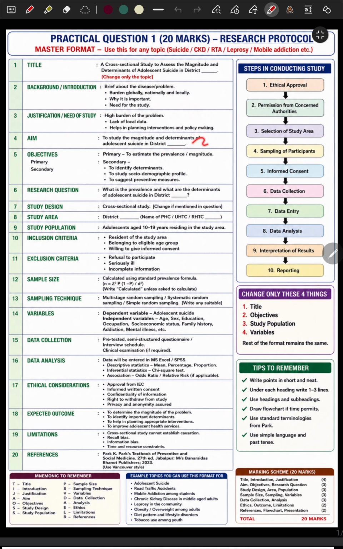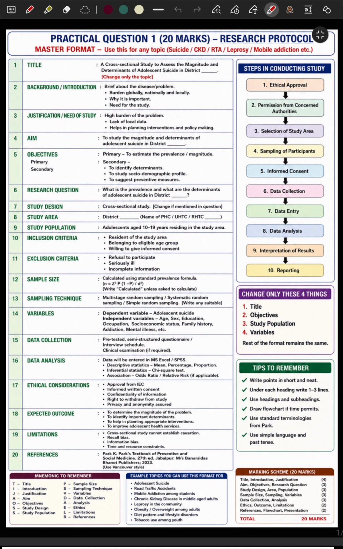Aim: to study the magnitude and determinants of adolescent suicide and distress in district dash. So there will be the title and there will be an aim, which are very much similar, but the aim will be very specific. Like here it is given magnitude and determinants. Objectives: primary and secondary. Then research question: what is the prevalence and what are the determinants of adolescent suicide and distress.